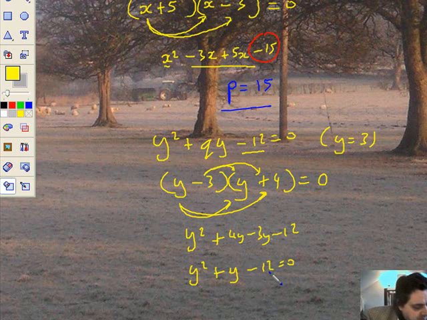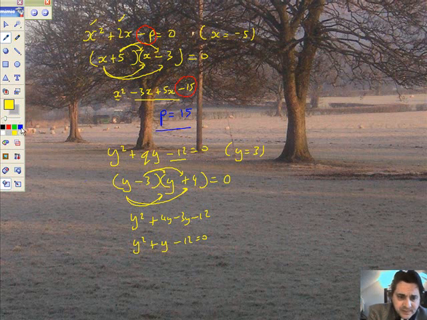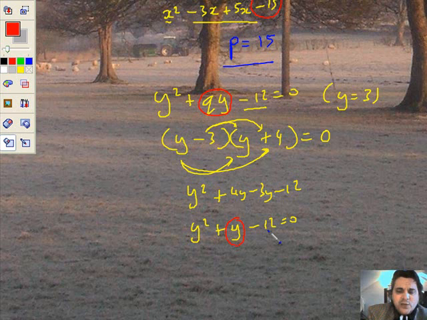I'm not asked to solve it, I'm just asked to work out the value of q. Well, by comparison, I have got qy and y, in other words, a single 1y. Conclusion, q equals 1. Finished, that's all there is to it.